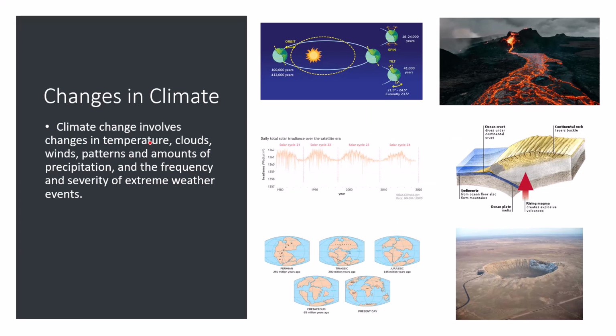Things that change climates, there are 6 of them as examples that we'll focus on that are involved in extreme changes in not only temperature, clouds, winds, patterns, and amounts of precipitation, but also frequency and severity of extreme weather events. And these 6 specific things can greatly impact the way that weather and climate shape a particular place. Things like changes in solar energy.